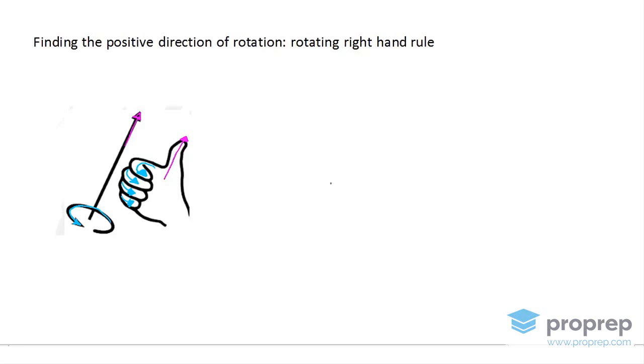So now let's give an example. For instance, if I have a graph, and this is my Z axis, and this is my X axis, and this is my y-axis over here. If the z-axis in this direction is the positive direction, then using our rotating right-hand rule, if we have some kind of rod over here on the y-axis, it's always going to be rotating on the xy plane, and its positive direction of rotation will be in this direction, anti-clockwise.